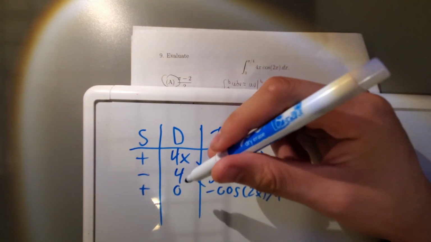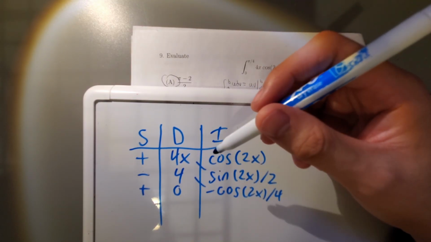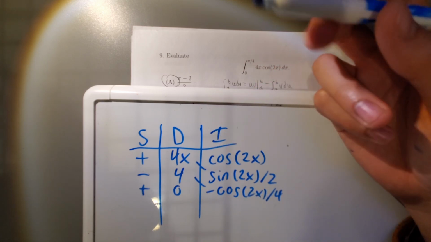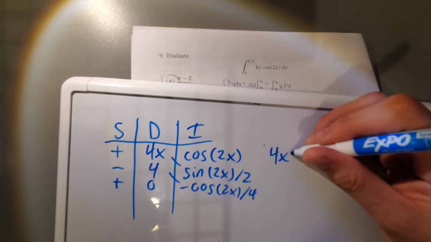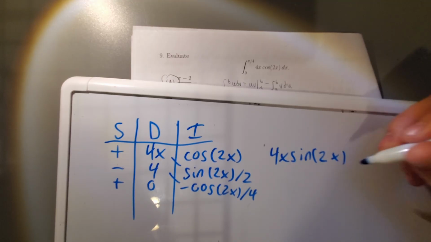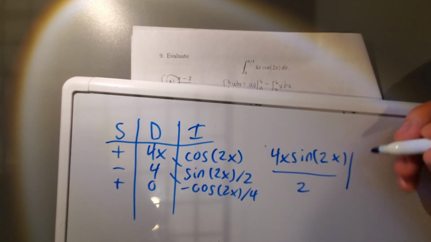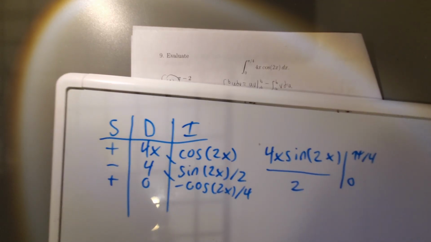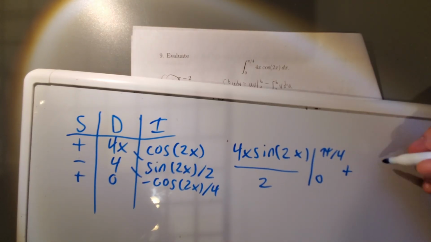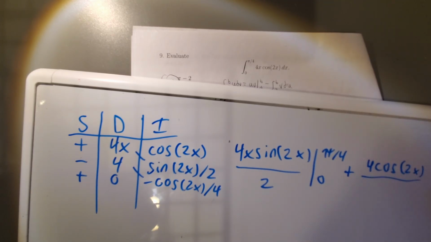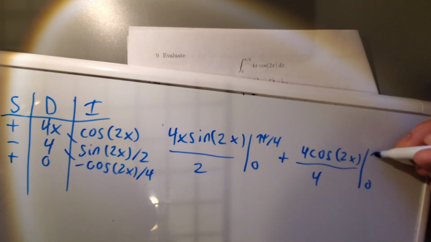And with each product that you create, you need to evaluate the boundaries with each pass, similar to the normal way of doing it. So you'd end up with positive 4x sine of 2x over 2, evaluated from 0 to pi over 4. And then here we have a negative and a negative, so it becomes positive. So you end up with plus 4 times cosine of 2x over 4. And you'll find that when you simplify this down, you end up with the same result as the previous form. Also, evaluate this from 0 to pi over 4.